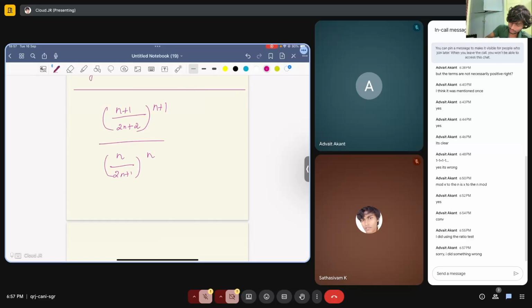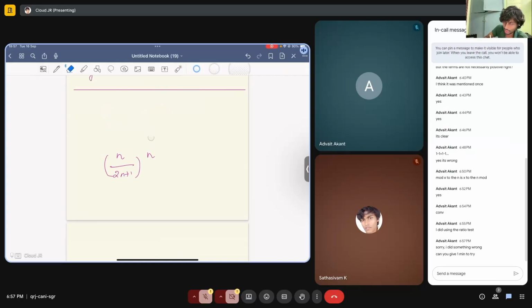Whenever something comes in the power, you try to see which test will be easy. Most of the times I feel the root test should be easy. Yeah, you can wait for a while.